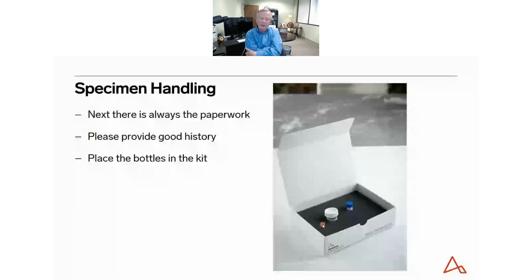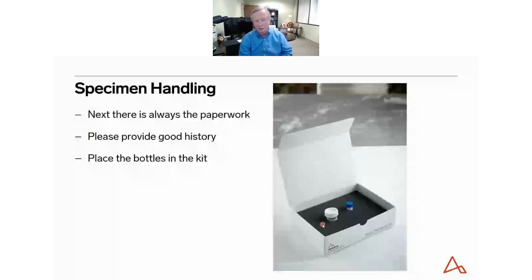Then please fill out the paperwork. Give us a history. I got a history yesterday: 80-year-old female. You were waiting for more. There wasn't any more. We don't just go around gathering 80-year-olds and say, hey, line up, let's have a kidney biopsy. I mean, come on, I need some history. Now, usually that's not your fault.